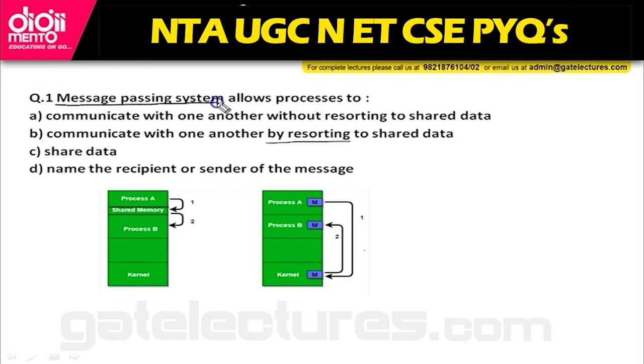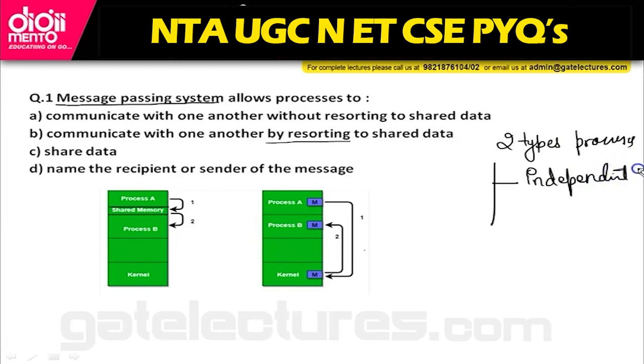So message passing system. First of all, in our system we have two types of processes. They are either independent processes. What is meant by independent processes? It means when one process is running in our system, it is running independently of the other processes running in the system. They are not depending on each other, that's why they are independent processes.